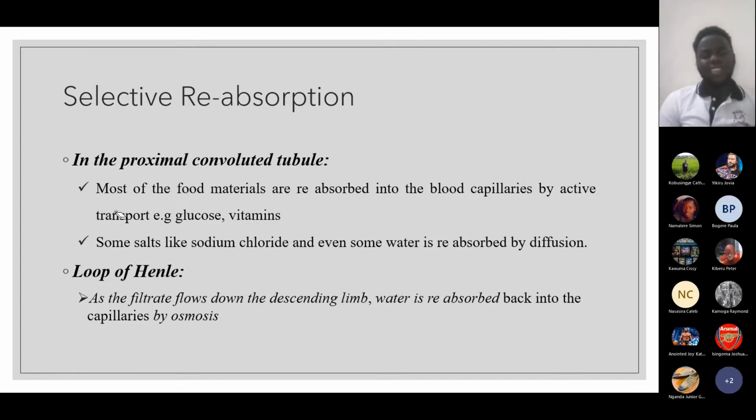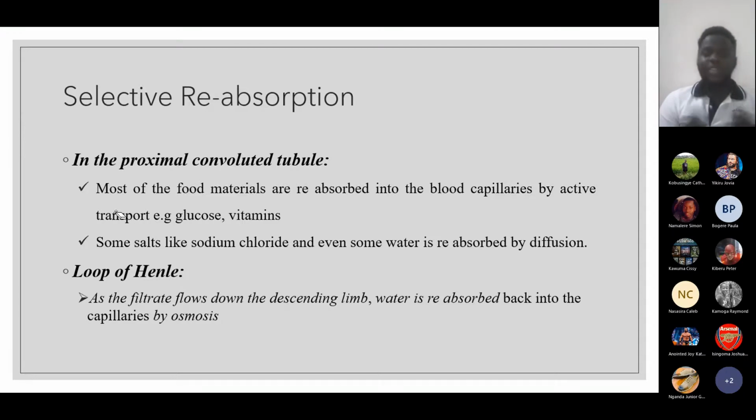Now, I want you to have this in mind. The nephron is not a standalone organ or tissue. It is engulfed in capillaries. The whole nephron is surrounded by capillaries. These capillaries surround it to quickly pick up any molecules that are being pumped away from the nephron. So these molecules are pumped directly into blood. Also, molecules like sodium chloride and some water can be reabsorbed by diffusion. So in the proximal convoluted tubule, we have the reabsorption of very important molecules like glucose, vitamins, mineral salts, and some water. Some of them are absorbed back by active transport, and others simply diffuse back into blood.